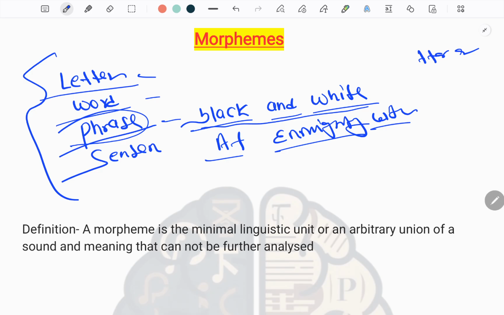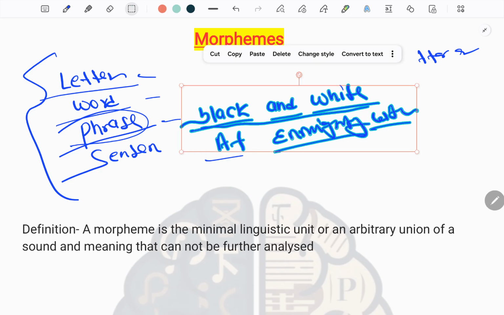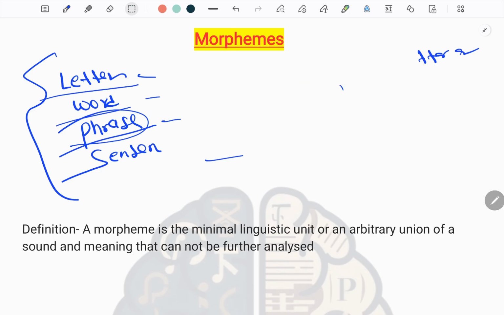Next, we have the term sentence. What is a sentence? According to the definition, a sentence is a group of words, or a group of meaningful units of words, and that is known as a sentence.